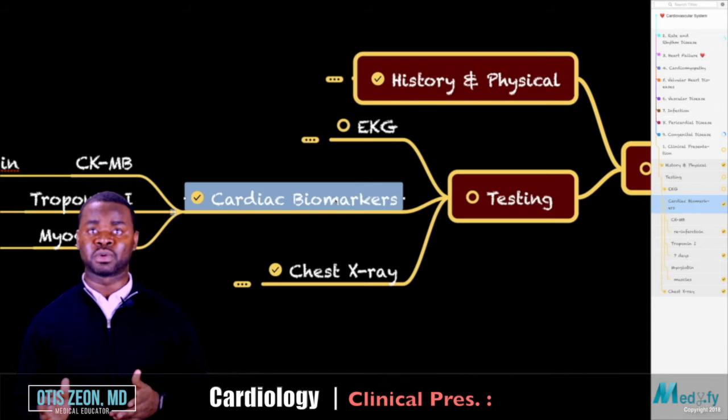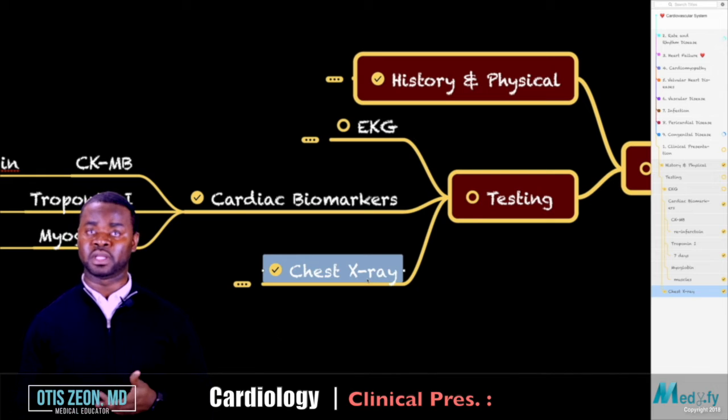Cardio markers take a couple of hours to come back. You have to do a subset of these. And chest x-ray, which is also very easy to do, can also be done in the ER.